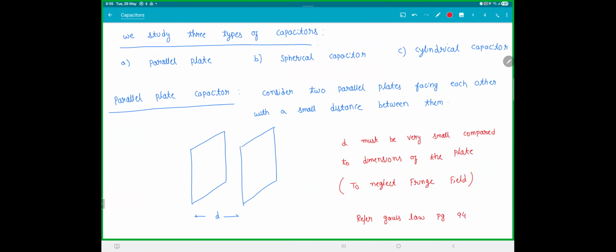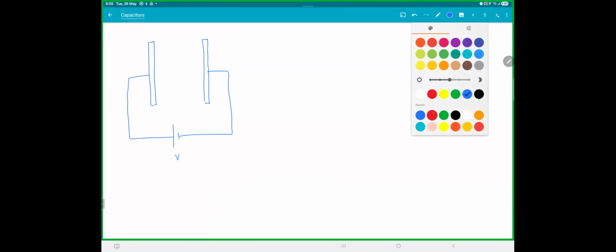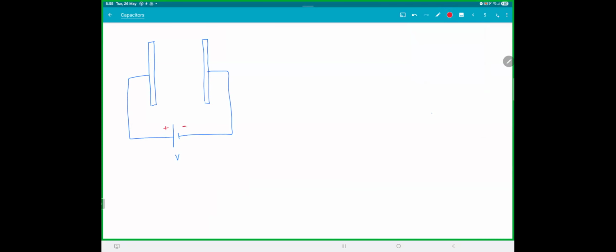Now let's connect a battery. So we have the two parallel plates. Now listen to the story, what happened. The story is important. And you're connecting them with a battery. And what is the job of the battery? To maintain a constant potential difference. So this will be your positive terminal. This will be your negative terminal.